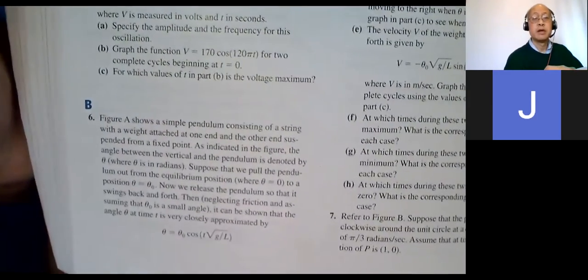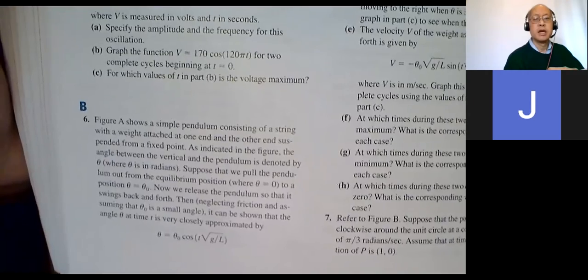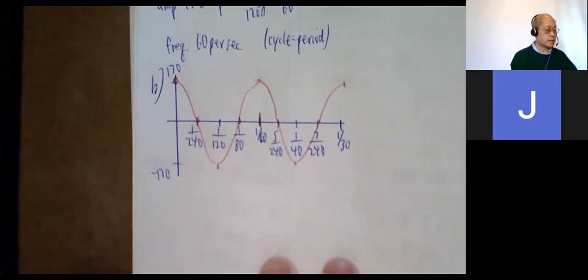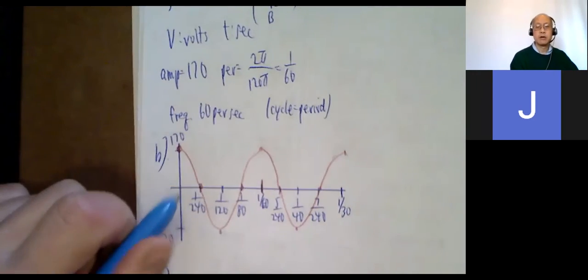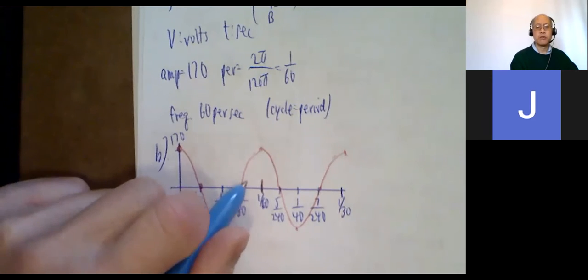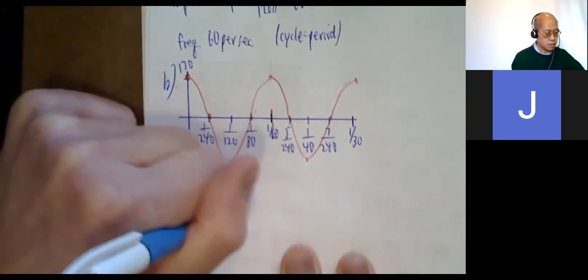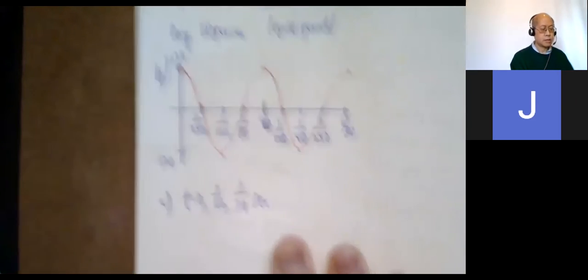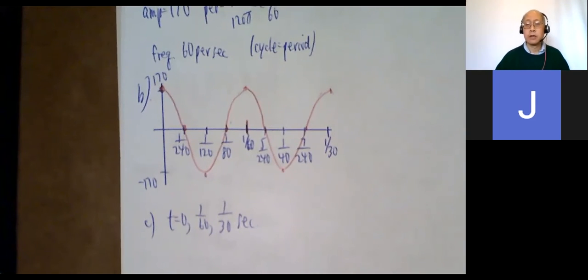That was B, C. For what values of T is the voltage maximum? Maximum voltage. Maximum means the highest. That's here and here and here. So T equals 0, 1/60th, and 1/30th. T equals 0, 1/60th, 1/30th second. And there we go.